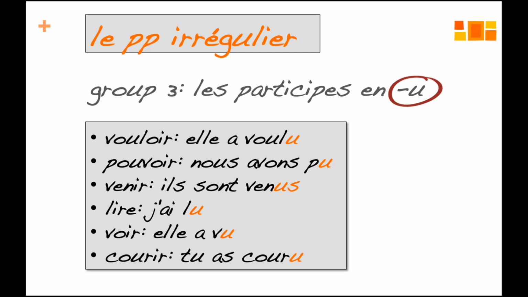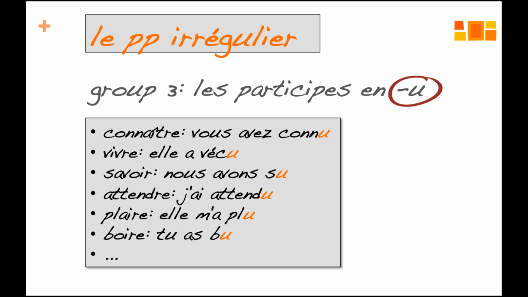Lire, to read. J'ai lu, I read, I've read. Voir, to see, I saw, that's it. Elle a vu. Et vous avez courir, which is to run. And in French, courir actually produces le passé composé with avoir. So it is tu as couru. Voulu, pu, venu, lu, vu, couru. The participles ending in u.